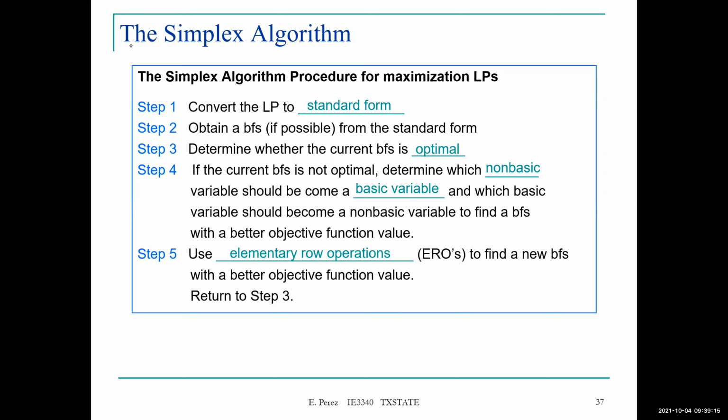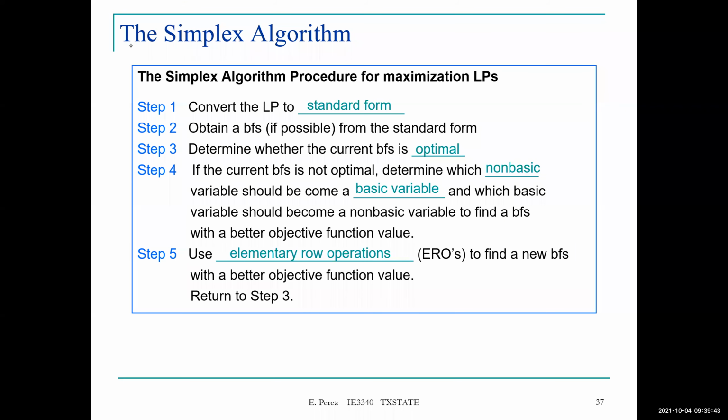And after that, we restart the algorithm, or not restart, but we go back to step 3 to determine whether or not the solution we have is optimal. If the answer is yes, we are done. If the answer is no, then we have to go back to step 4, step 5, and continue the process until we find no negative coefficient in row 0. So those are the steps.